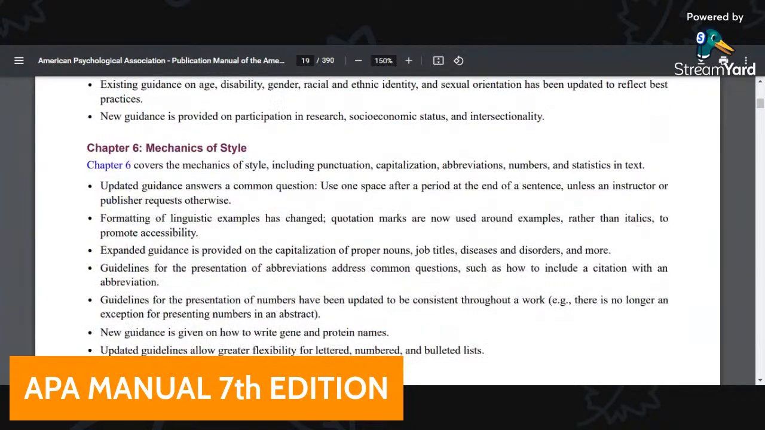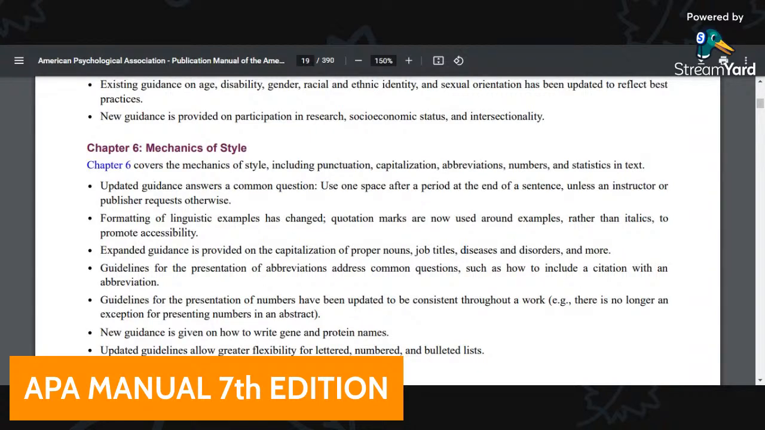It covers some new ways. There are certain points you can read. Expanded guidance is provided on the capitalization of proper nouns, job titles, and orders and more. Means this is new, included in the seventh edition.